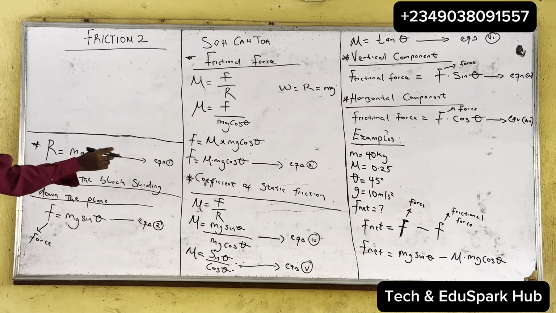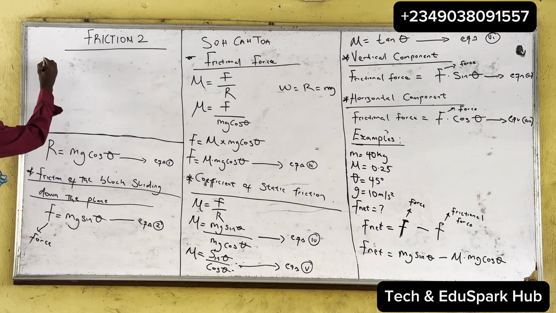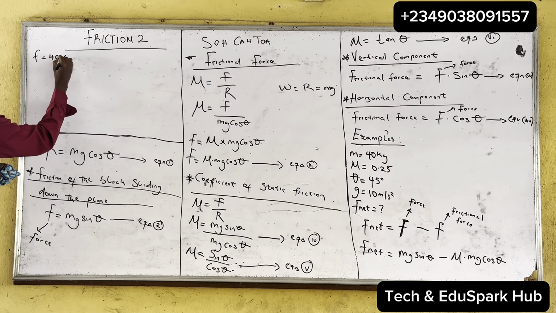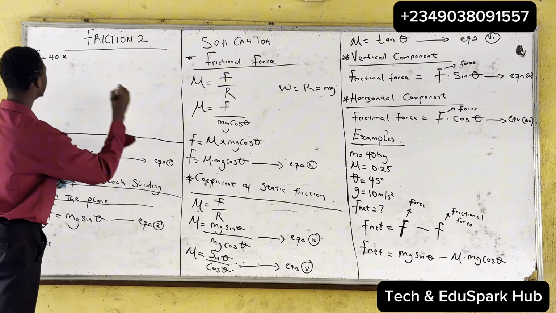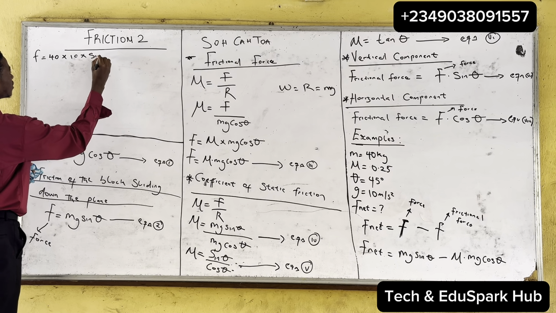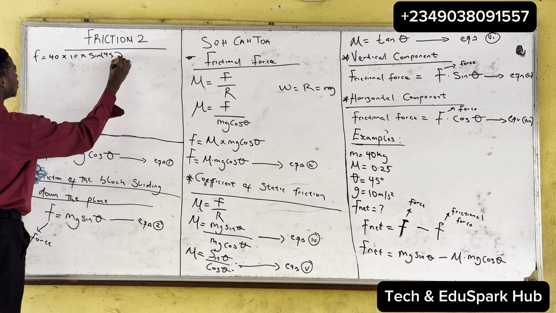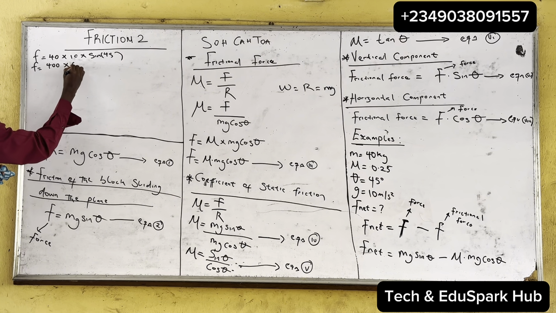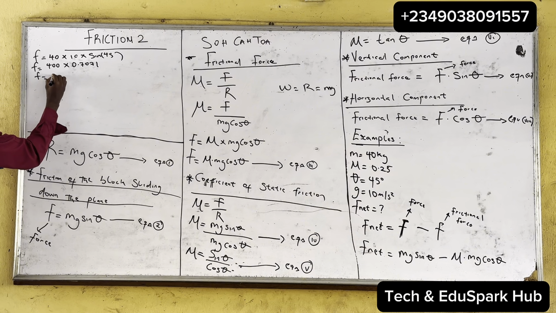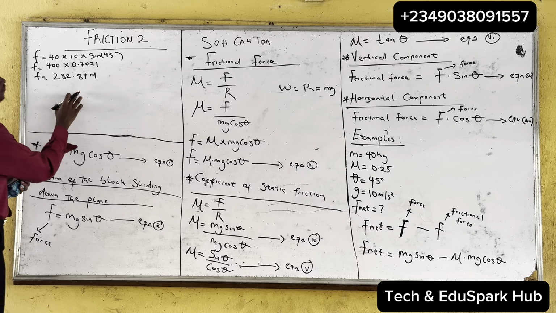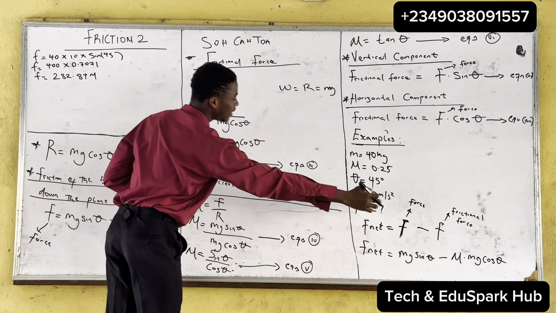So if we calculate the force that is required for the body to slide down the plane, we have our F to be equal to, what is our m? Our mass is 40 multiplied by our gravity, which is 10, multiplied by the sine of the angle we are given, which is sine 45 degrees. So in this case, we have our F to be equal to 400 multiplied by sine 45, which is 0.7071. So our F will be given as 282.84 Newton.